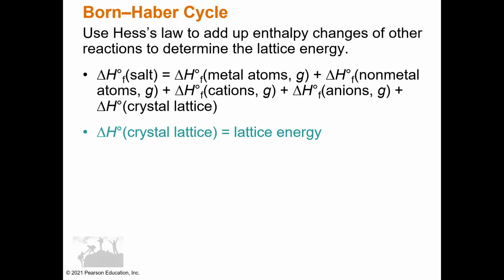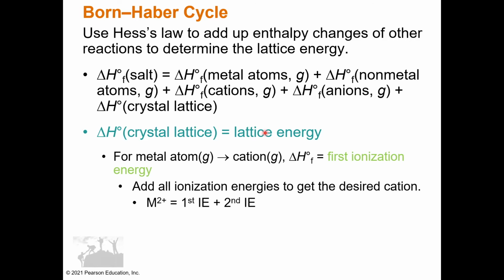Here is the Born-Haber cycle. We're trying to form an ionic compound, which is a salt, starting off with metal and nonmetal atoms. We have to turn them into gases so that they can go through ionization energy and electron affinity. So if we have all those values, then we can figure out lattice energy.